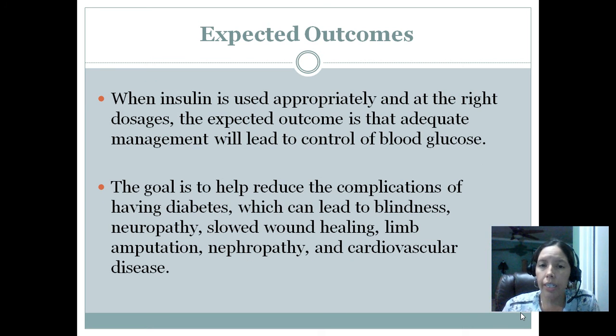When insulin is used appropriately and at the right dosages, the expected outcome is that adequate management will lead to control of blood glucose. The goal is to help reduce the complications of having diabetes, which can lead to blindness, neuropathy, slowed wound healing, limb amputation, nephropathy, and cardiovascular disease. So I hope this presentation has been informative and helpful on the topic of diabetes.